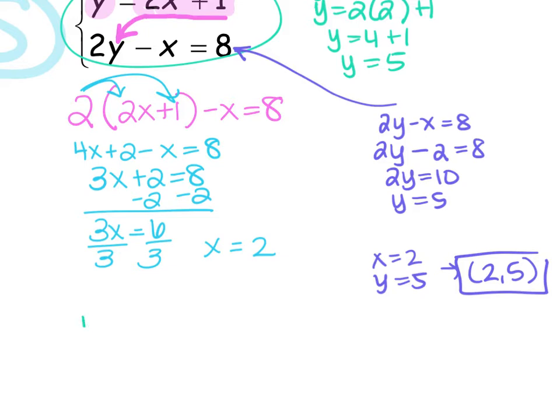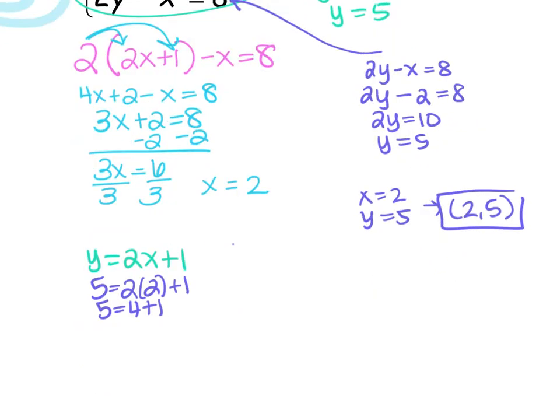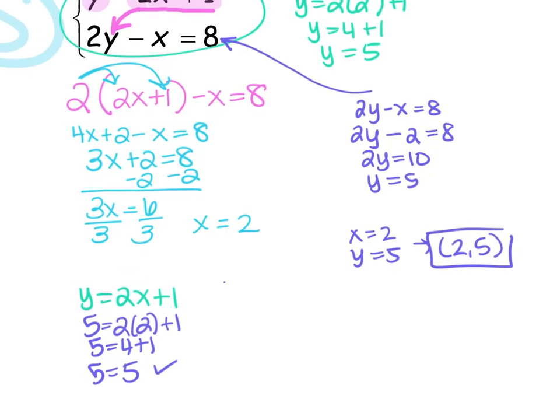So the first equation was y equals 2x plus 1. So y is 5 and x is 2. 5 is equal to 4 plus 1. 4 plus 1 is 5, so 5 equals 5. That's true. I also have to make sure the solution is true in the second equation.